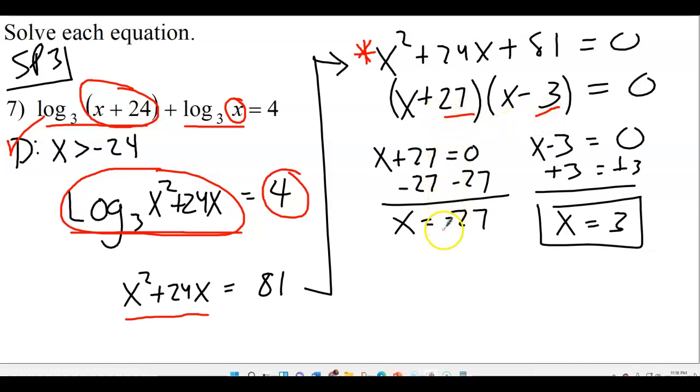Setting this side equal to 0, you get negative 27, and setting this side equal to 0 gives you 3. Negative 27 is not greater than negative 24, so I'm going to toss that one out, and the only one that actually works is 3 because that is greater than negative 24. Okay.